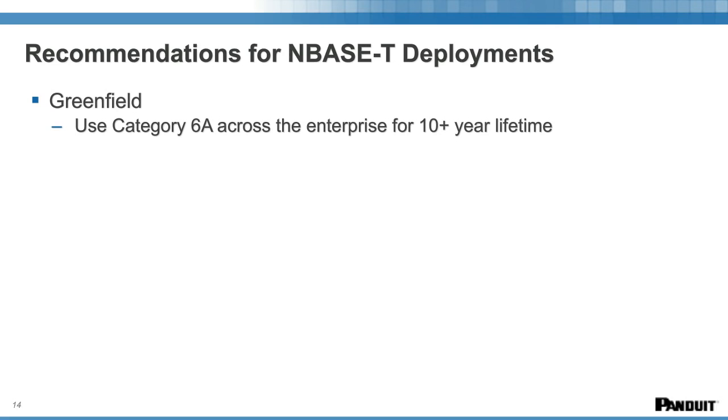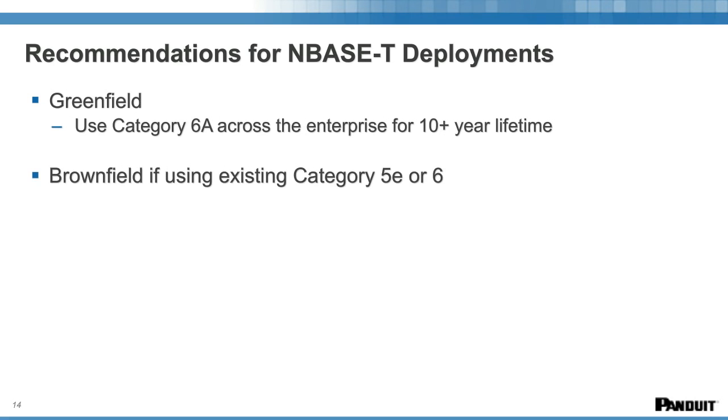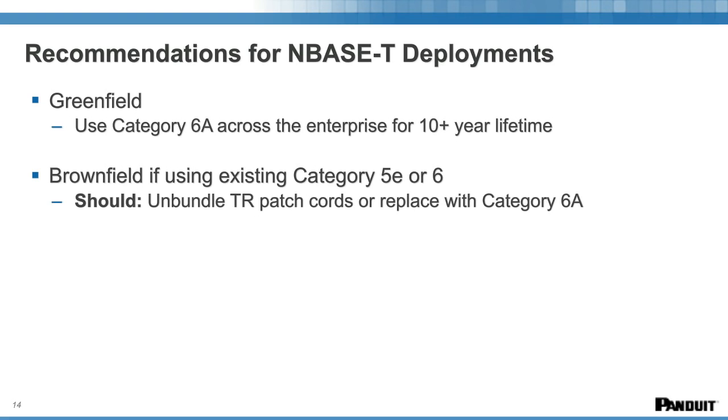So now some recommendations for NBASE-T deployments. At many points during the conversation today, we've talked about how using Category 6A increases the maximum lifespan of your cable plant in the enterprise, and we're seeing strong growth rates as users migrate to it because it gives them the most flexibility. In brownfield and existing installations, if you're using Category 5E and 6, you'll see some recommendations like unbundling your telco room patch cords or replacing those patch cords with Category 6A can help mitigate your risk.